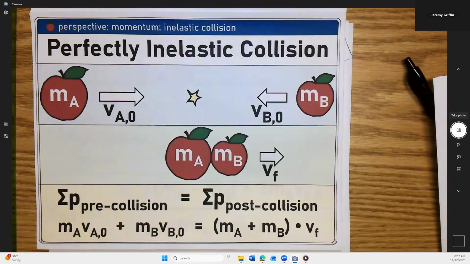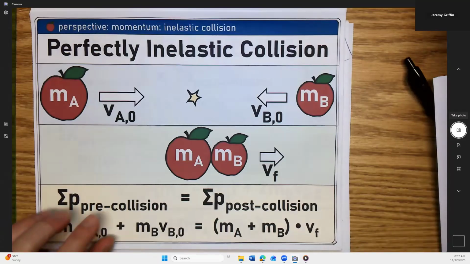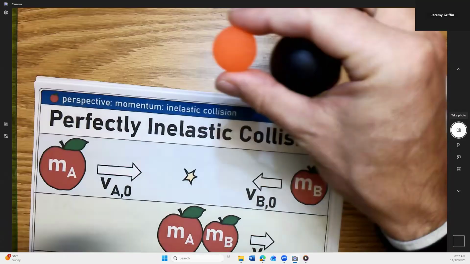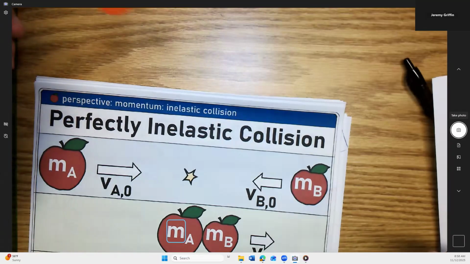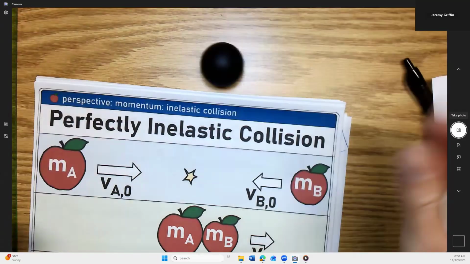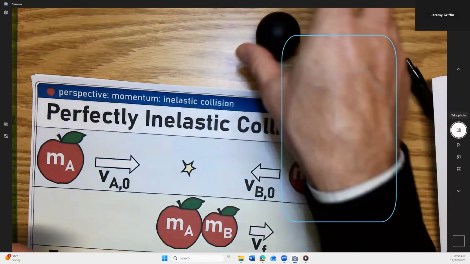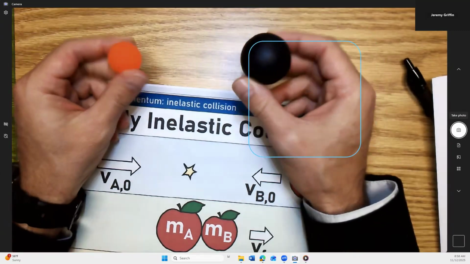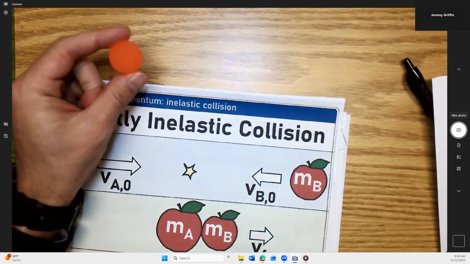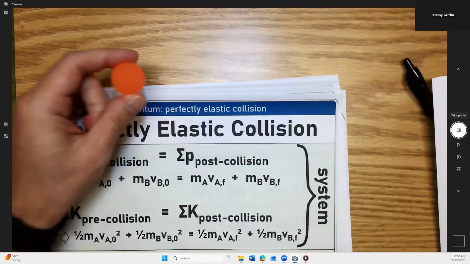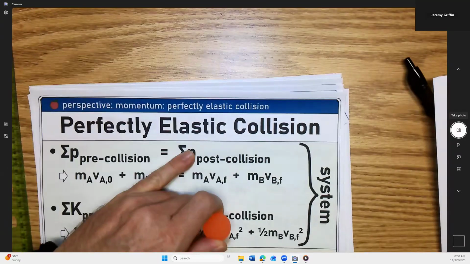And then we got to different kinds of collisions. So here I got two different kinds of balls. This orange one, very bouncy. This black one, not so bouncy. Now, if something's perfectly bouncy like this, you would call this what kind of collision? Elastic. Yeah, elastic.